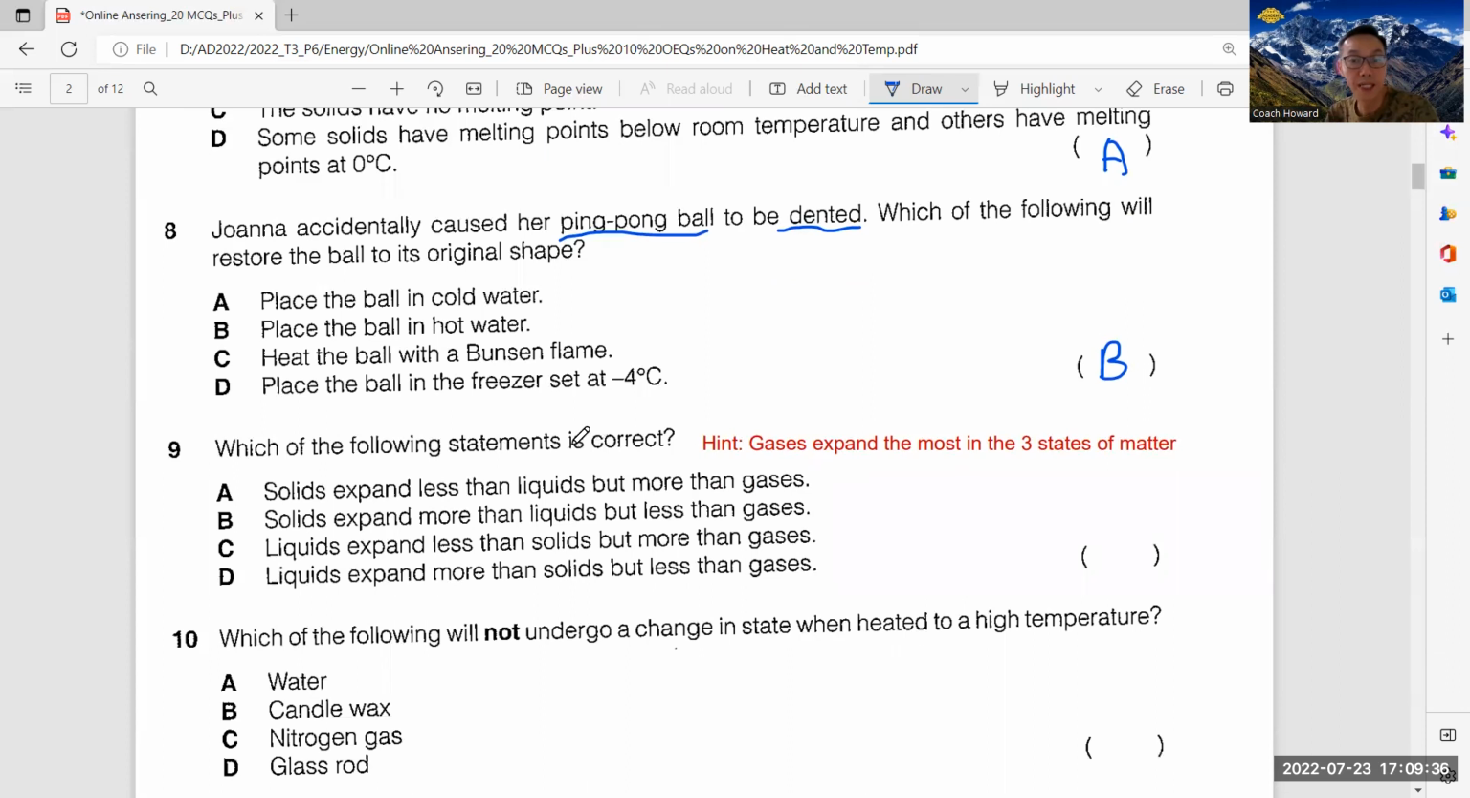Okay, next one, number 9. This is a hint here. Gas expands the most in the 3 states of matter. So if you rank them, gas is the most, followed by liquid, then the least is solid. So you would be able to derive that the answer is D. Okay, D, yeah.